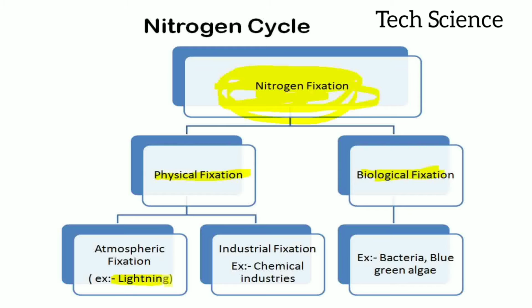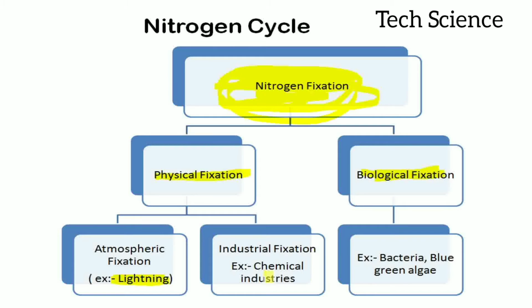During lightning, what happens here? The nitrogen gets released during the lightning. The nitrogen combines with oxygen to form nitrogen dioxide, and finally it gets converted into the nitrate and nitrite form, and it is mixed with the soil. This is the only source which can be used by the plant as a source of nitrogen.